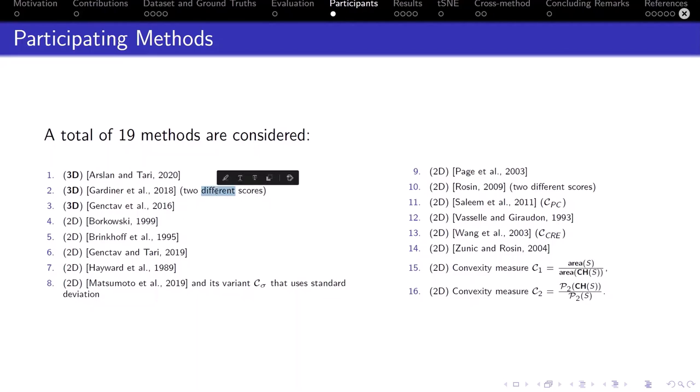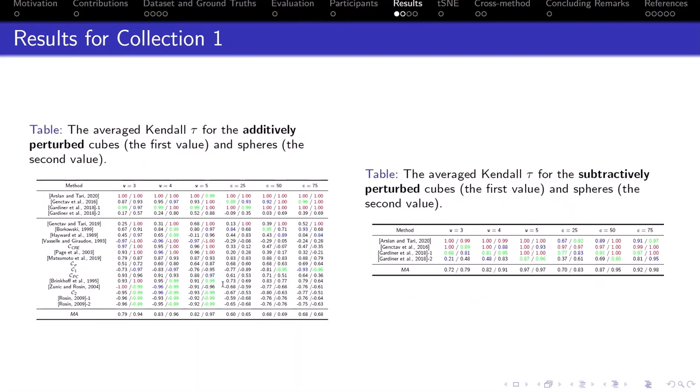So this includes Gardiner et al.'s work and Rosin's work, and additionally we have Matsumoto et al.'s work, where we have also considered a variant of their measurement that uses standard deviation. The oldest work we have considered is from 1989, and the newest one is from 2020. Of the 19 methods, 4 of them are 3D and 15 of them work in 2D. So let us proceed with results.